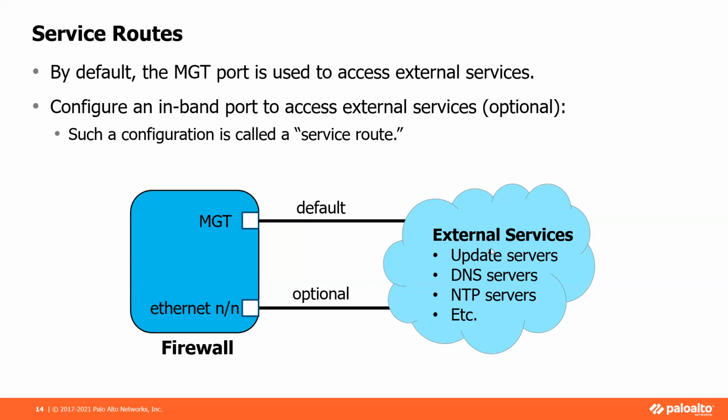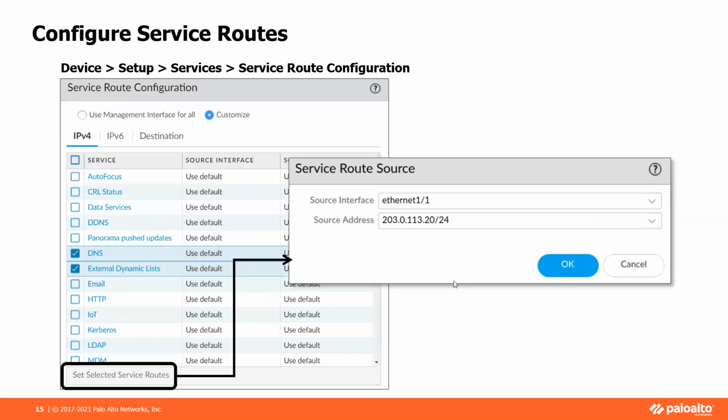Okay. To configure those service routes, you'll go to the Device tab up at the top. You go out to Setup, Services, and then Service Route Configuration. Down there, you can select what services you want to adjust. You can click on Set Selected Routes, and then you can tell it what interface you want it to go out of. So for example, in the lab network, the Ethernet 1.1 interface is basically the ISP uplink, and that is where you can connect to that.